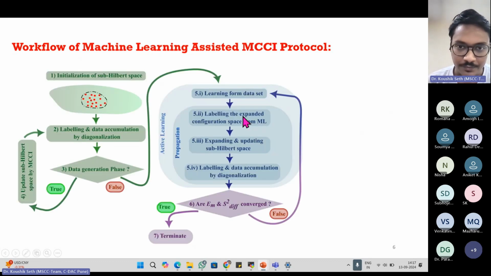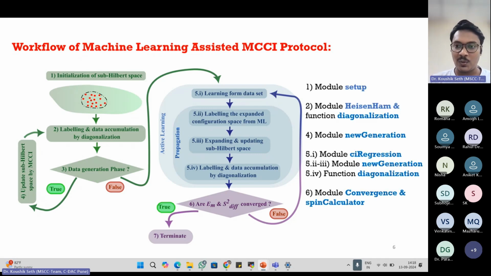So here at first we learn from the data, then we expand or update the sub-Hilbert space with the information provided by machine learning, and final labeling and data accumulation is done by diagonalization. And ultimately we check if our energy and spin value are converged or not. If the value is converged, we terminate the calculation. Otherwise, the machine learning process continues.